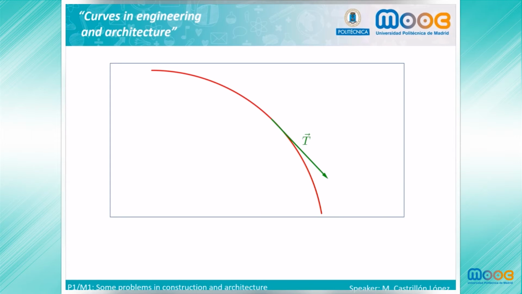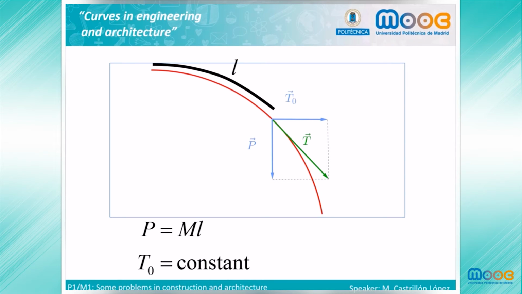Again, if we have an image of the arc from the top to a certain point, then the decomposition of the horizontal and vertical part of the tangent force give these equalities. First, the vertical part must be equal to m times the length of the arc, whereas the horizontal part is a constant. We have to find the curve satisfying those conditions. We will see the solution of this problem in a video of the third module.